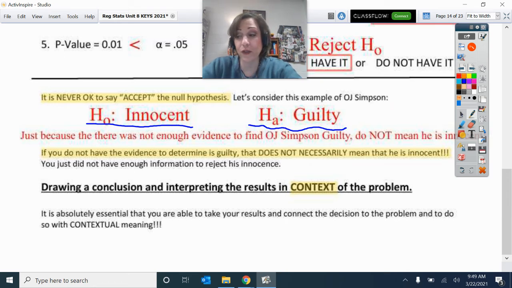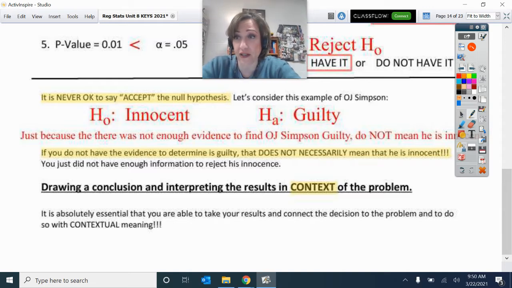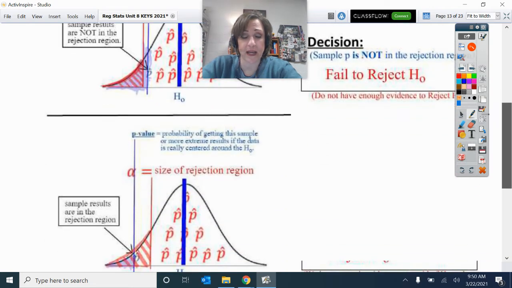Well, I don't know if you know the story, but from what I know, I highly doubt that he is innocent, okay? We just did not have enough evidence to say that he is guilty. So we didn't have enough evidence to reject the null hypothesis. So it stays, it holds, but I'm not saying it's true. I'm just saying I didn't have enough evidence to reject it. Okay? Very important distinction there. All right, let's go on back to this page.